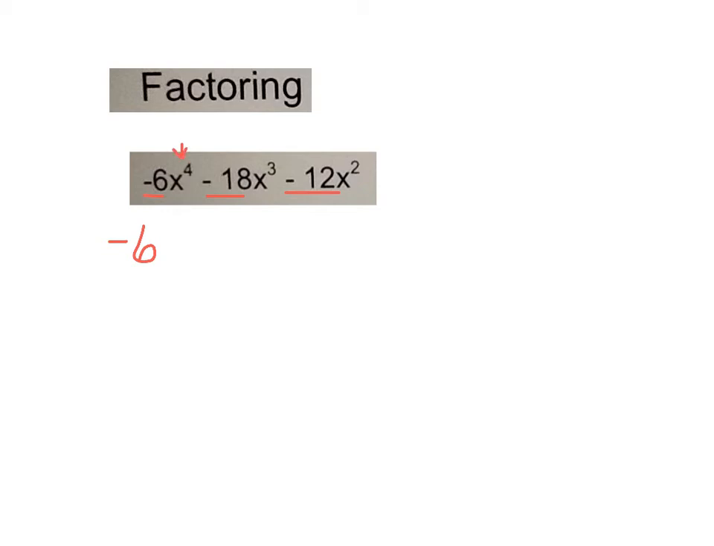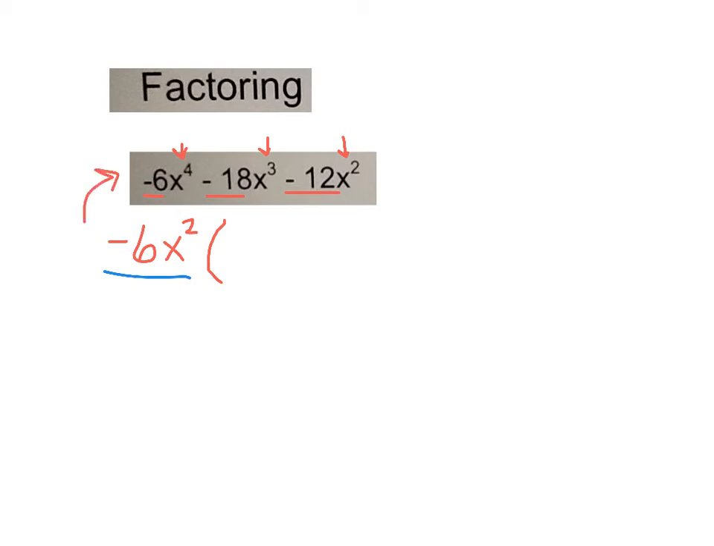This one has a variable, this one has a variable, and this one has a variable. So as long as they all have a variable, it's the smallest one. So it would be x to the second power. So that is the greatest common factor. Now what we're going to do is put a parentheses, and inside the parentheses we need whatever would be multiplied with our -6x squared to take us back to the original problem.